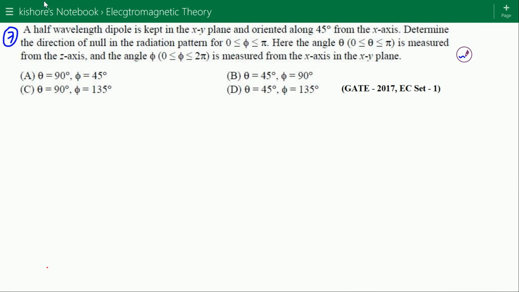Question: a half wave dipole antenna is kept in XY plane and oriented along 45 degree from x-axis. We have to determine the direction of null in the radiation pattern for phi 0 to 180 degree, or pi. Here angle theta is varying from 0 to pi, measured from z-axis, which is quite obvious, and the angle phi varying from 0 to 2 pi, which is measured from x-axis in xy plane. That is also true.